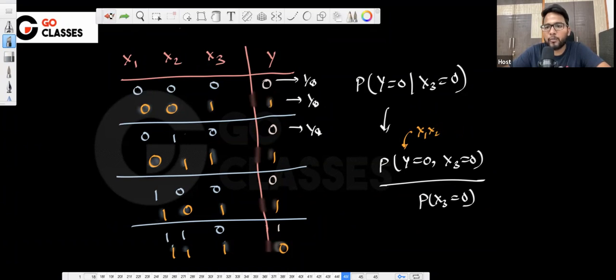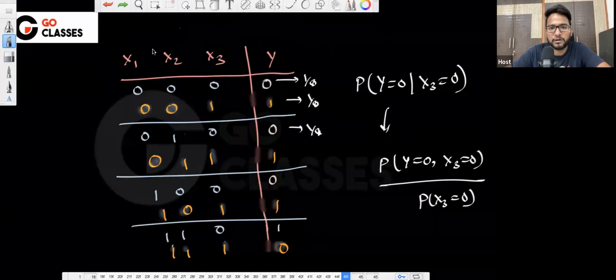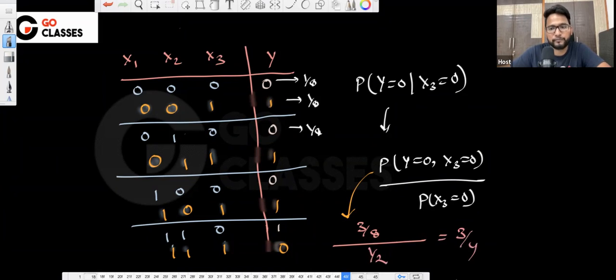So let me just see how many tuples or how many rows are satisfying this particular thing. So tell me how many rows are satisfying here, wherever y is 0 and x3 is 0. So I think this one, this one, this one, right? So 3 are satisfying. So what is the probability here? Can you tell me by looking at this table? 3 by 8, right? Because 3 are satisfying, so 3 by 8 is the probability. What is the probability that x3 equal to 0? I think that is given to you, which is 1 by 2, right? So that is equal to 3 by 4 again.